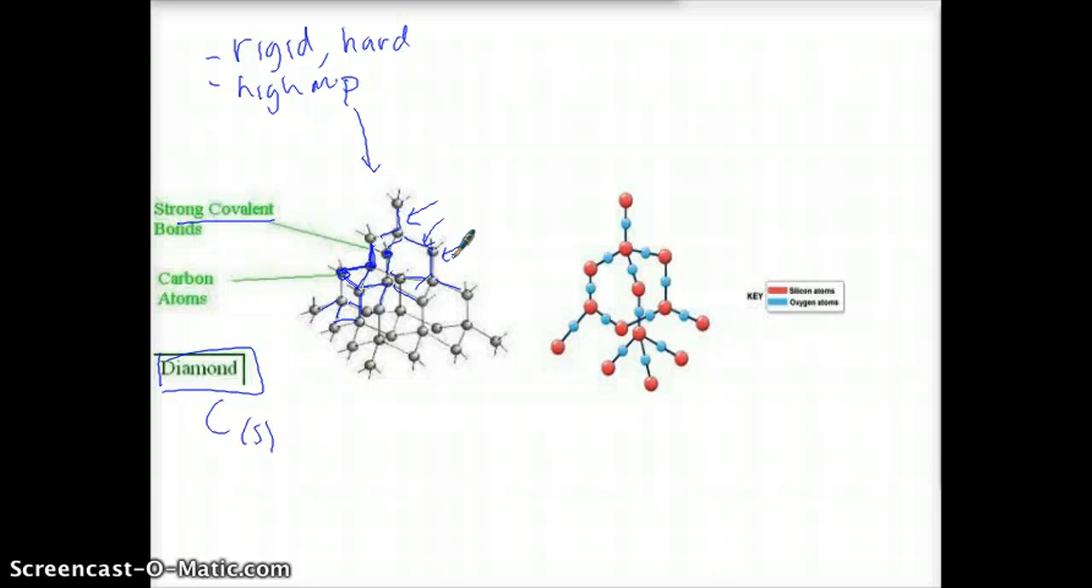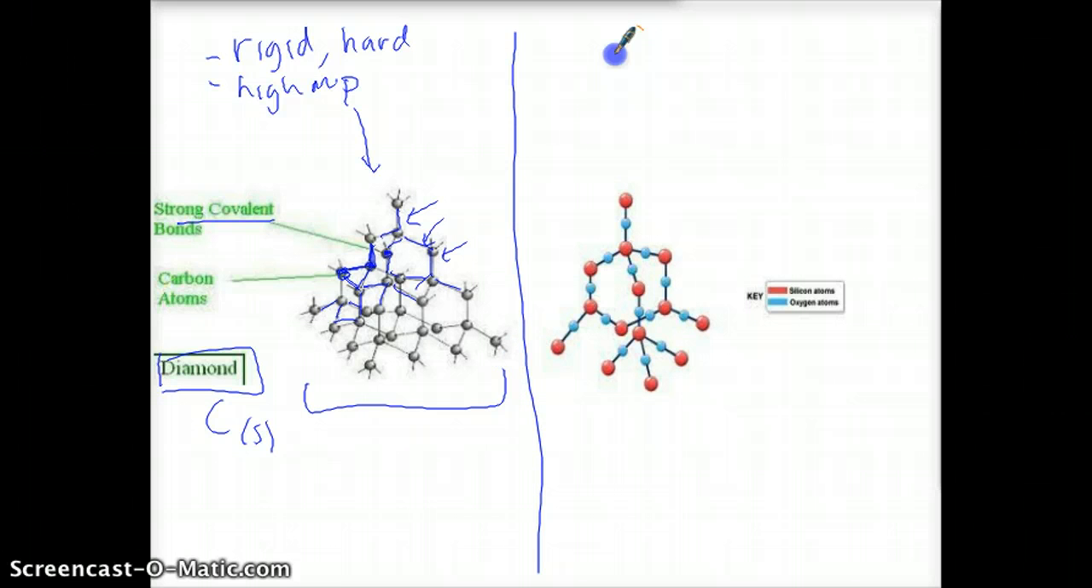In fact, pure diamonds are actually formed over millions of years when carbon is put under high pressure and very, very high temperature. And that's what makes these pure diamonds that people love to have and value and pay a lot of money for.